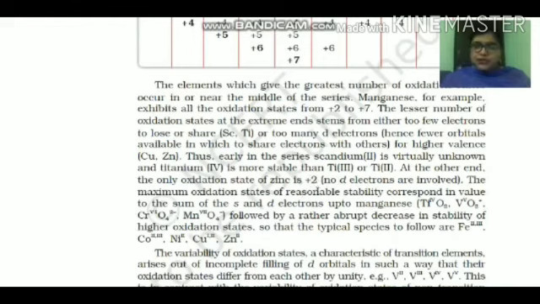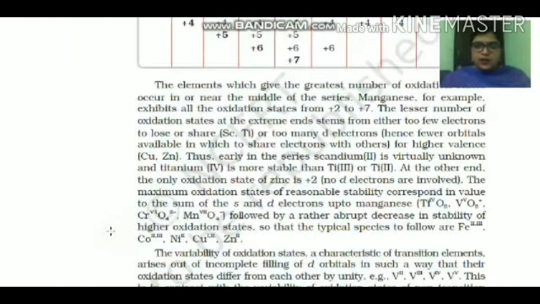For the maximum oxidation state, you can see reasonable stability corresponds to the sum of s electrons and d electrons. I told you that these 4, 5, 6, 7 values come from the addition of the sum of s and d electrons. While from the next 5 elements, iron, cobalt, nickel, copper, zinc, they are showing the +2 oxidation state.